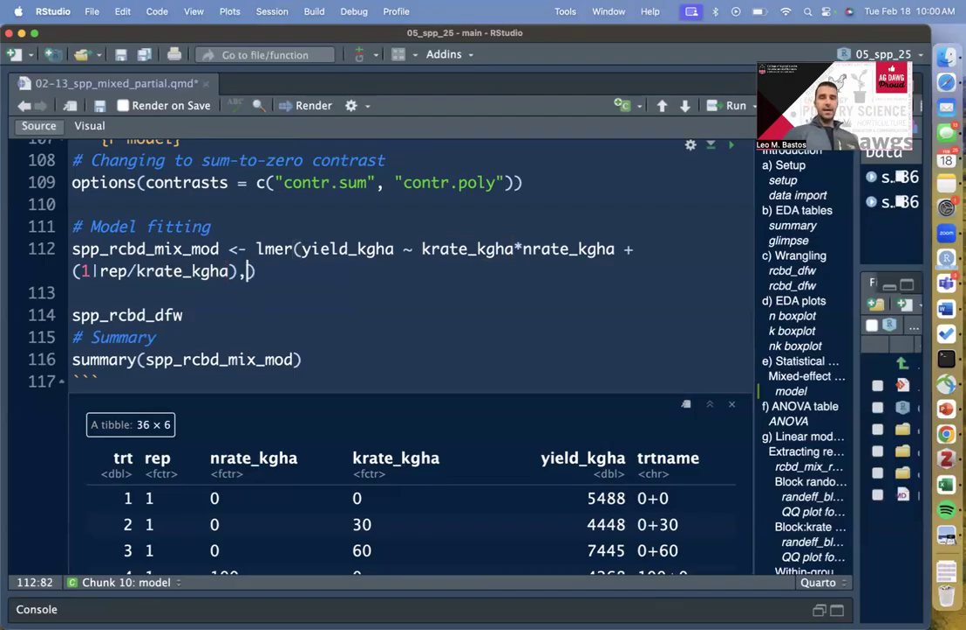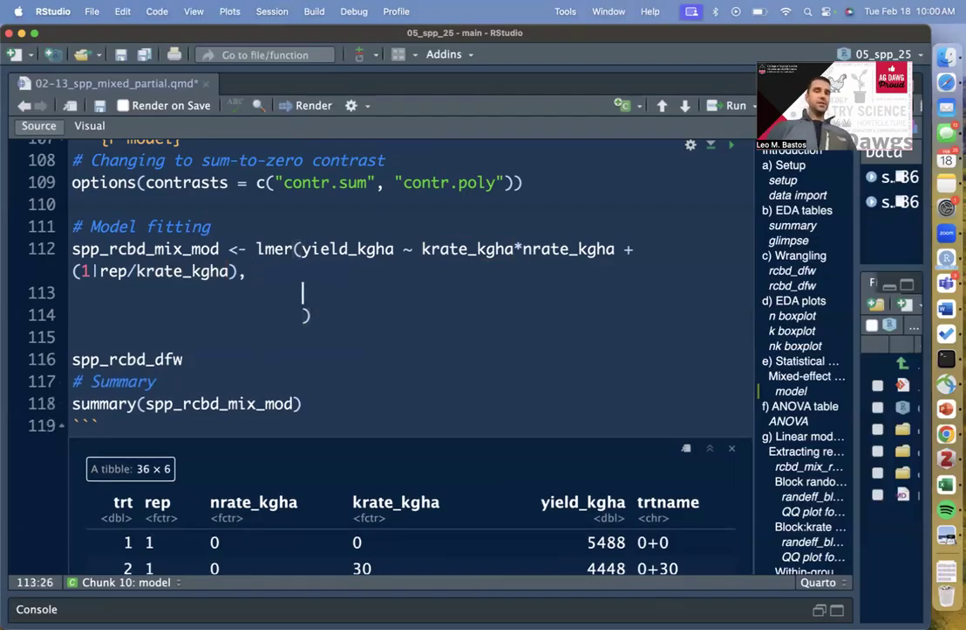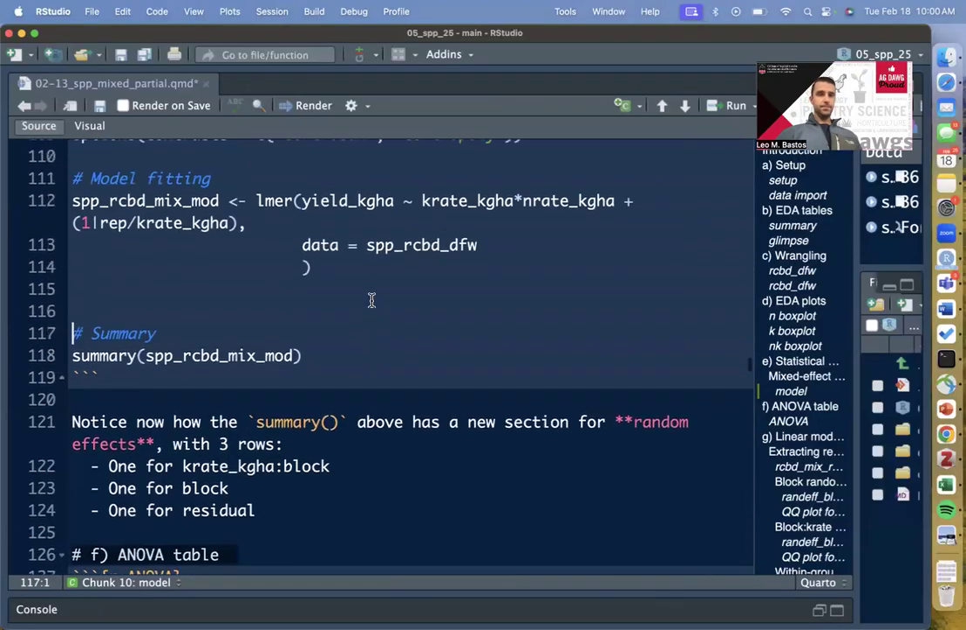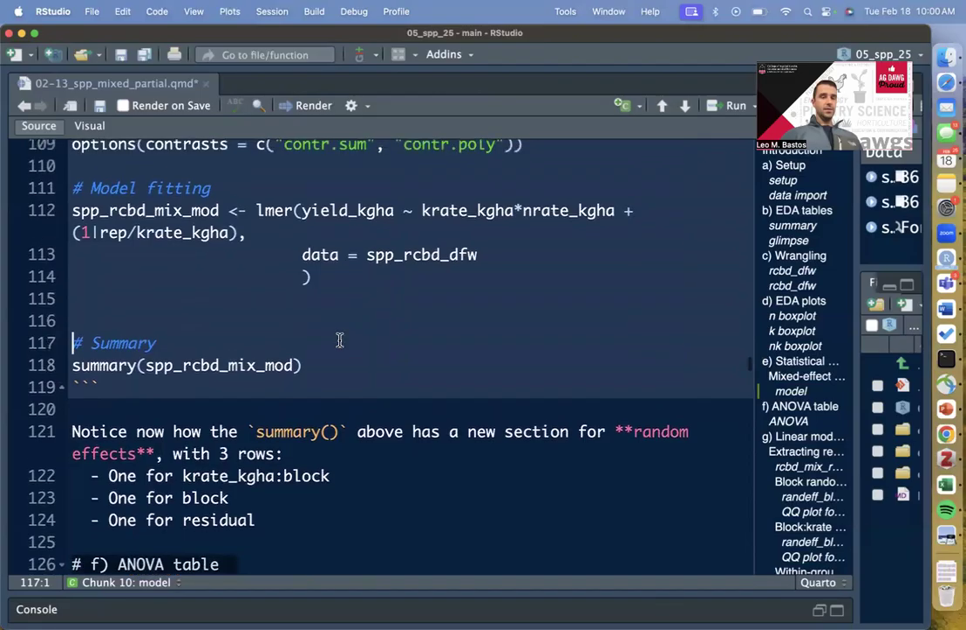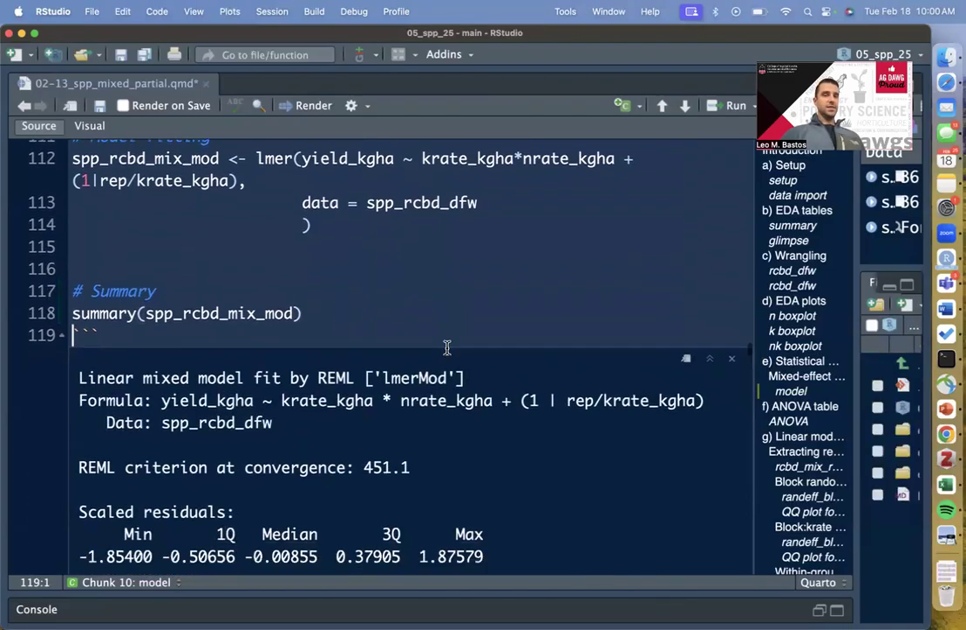All right, so let's just finish this code here. We still need to give the data. So data equals SPP RCBD DFW. And once we have that, we should be able to just run without any issues. All right, so the model went through. Let's take a look at the summary.